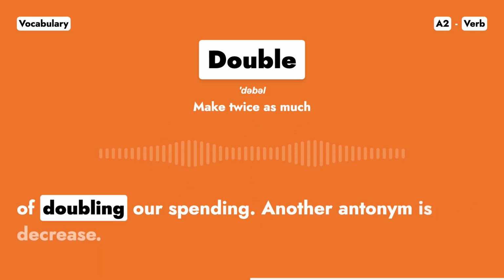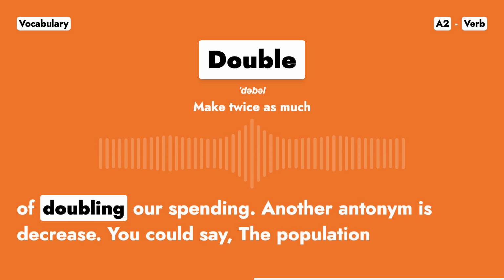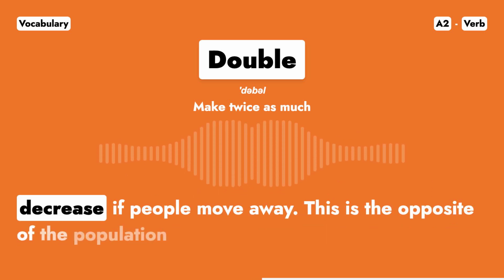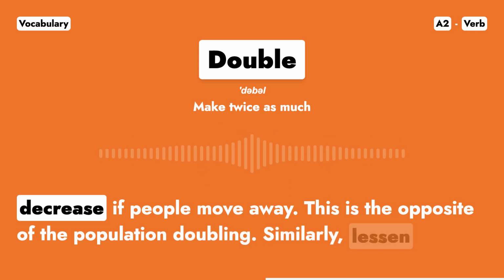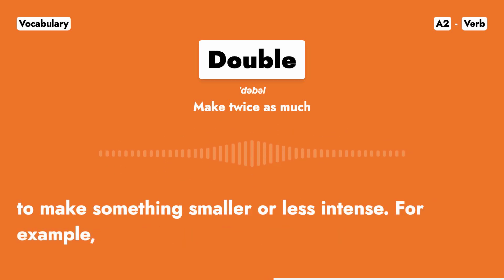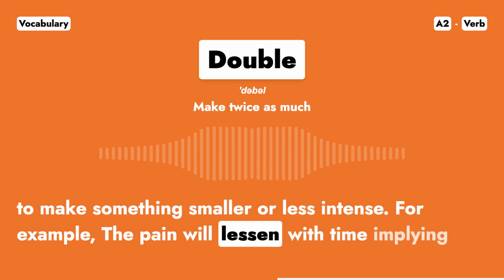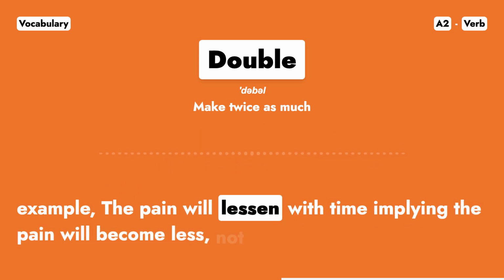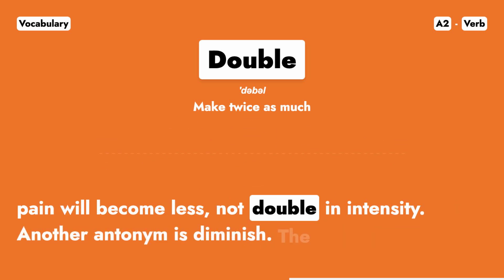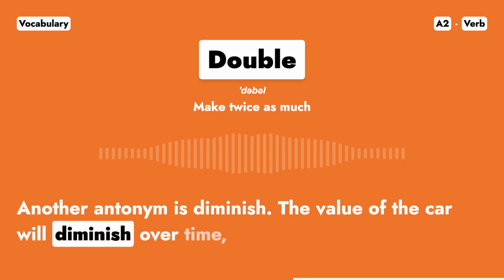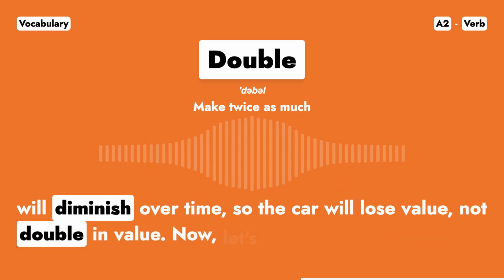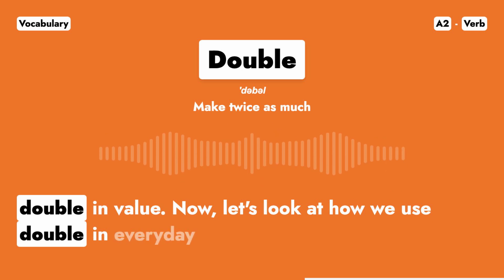Another antonym is decrease. You could say the population will decrease if people move away. This is the opposite of the population doubling. Similarly, lessen means to make something smaller or less intense. For example, the pain will lessen with time, implying the pain will become less, not double in intensity. Another antonym is diminish. The value of the car will diminish over time, so the car will lose value, not double in value. Now, let's look at how we use double in everyday life.